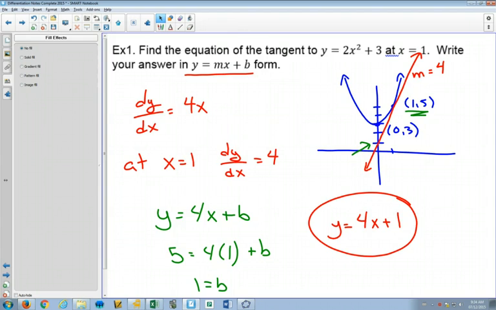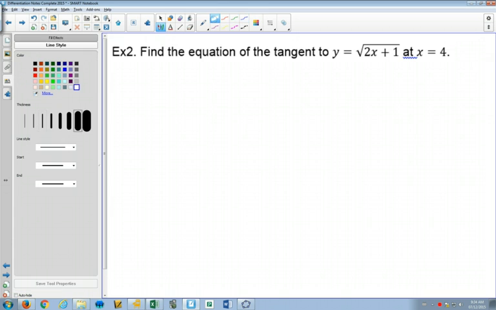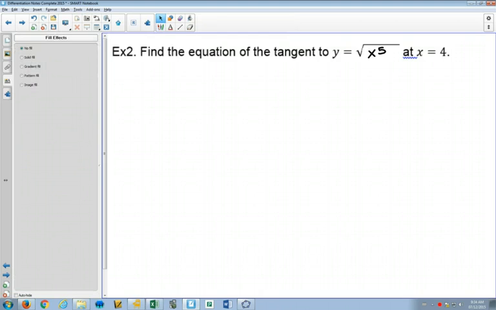So, here's one for you to try. Now we have a square root equation. You're going to have to find, yeah, because this one's too hard, so yours is the square root of x to the 5. This is what yours says, x to the 5, and we only want to find it at x equals 4. Awesome. So this is for you to try.